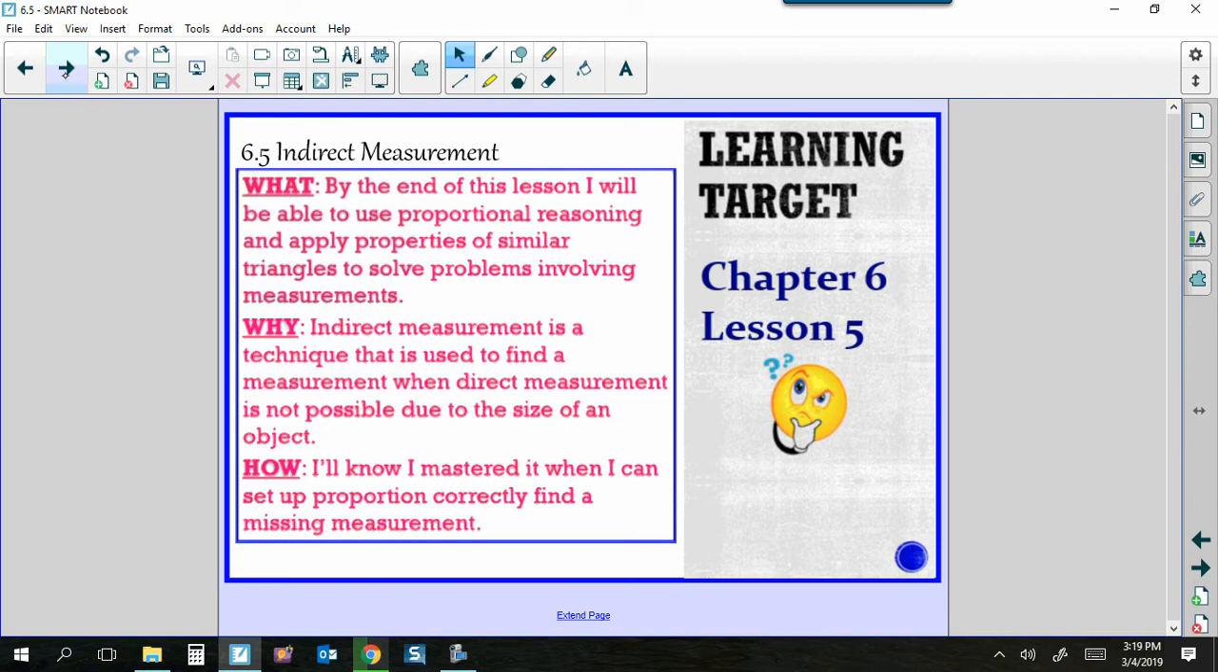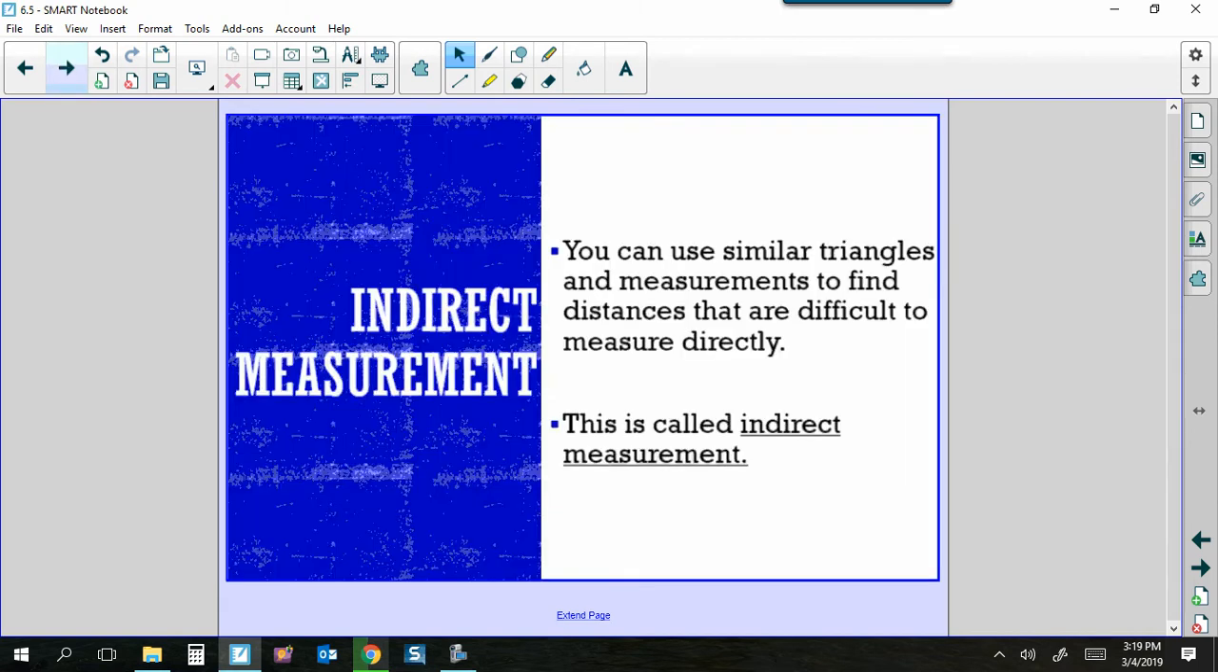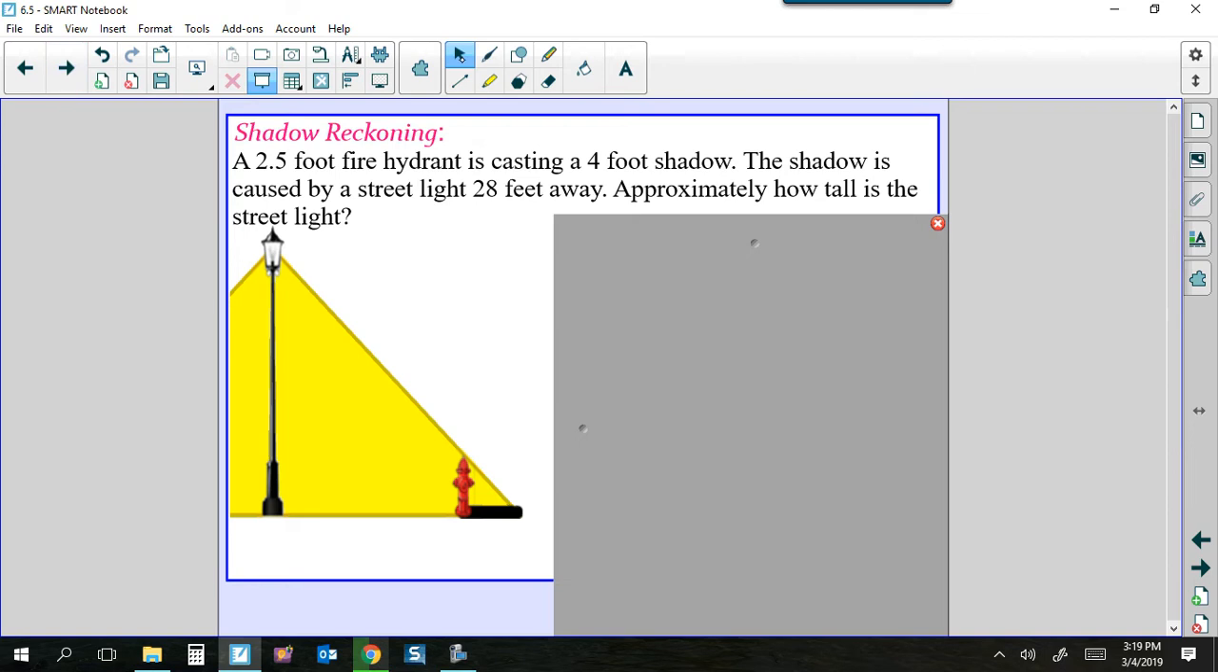All right, so let's go ahead and get started. As we just discussed, indirect measurement is when you can use similar triangles and measurements to find distances that are difficult to measure directly. So they're too big to actually measure. So we're going to use indirect measurement to figure out the actual height of something or the distance across something that is not directly measurable. The key thing to remember is the fact that we're using similar triangles to do this.